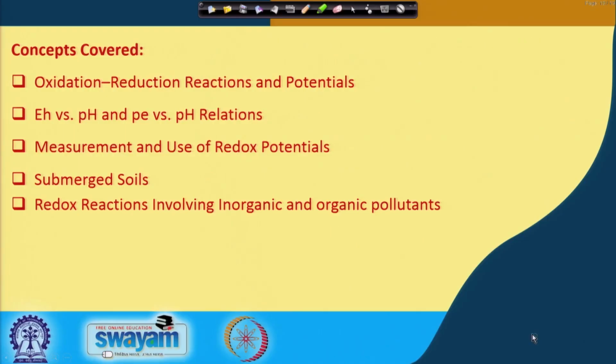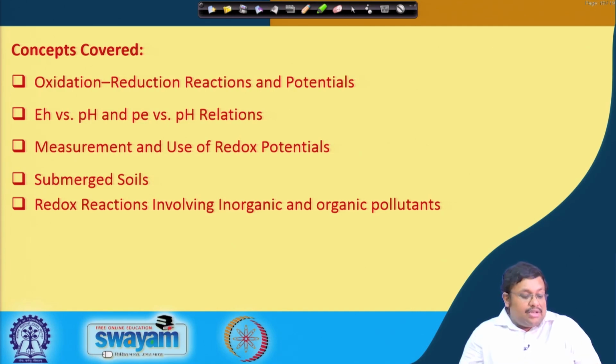So, before going to the new topic in this week, in this lecture, I want to give you a quick recap of whatever we have discussed, so that it will be easy for you to relate the new things. So, in the previous lecture, these are the concepts which we are going to discuss in this week: oxidation reduction reactions and oxidation reduction potentials or redox potential, then EH versus pH and PE versus pH relationship, and measurement and use of redox potential, submerged soils, and redox reactions involving inorganic and organic pollutants.